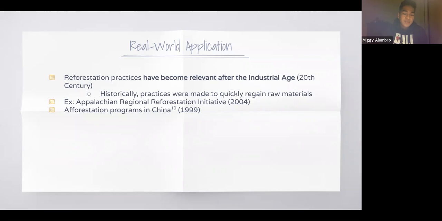So we see an example of reforestation in what's called the Appalachian Regional Reforestation Initiative, which was done in 2004. And that was a collaboration in the DC metro area in Maryland and in Virginia between the local community, environmental groups, and local municipalities. And that was to reforest saplings along the Appalachian Mountains, where it was once coal mines.